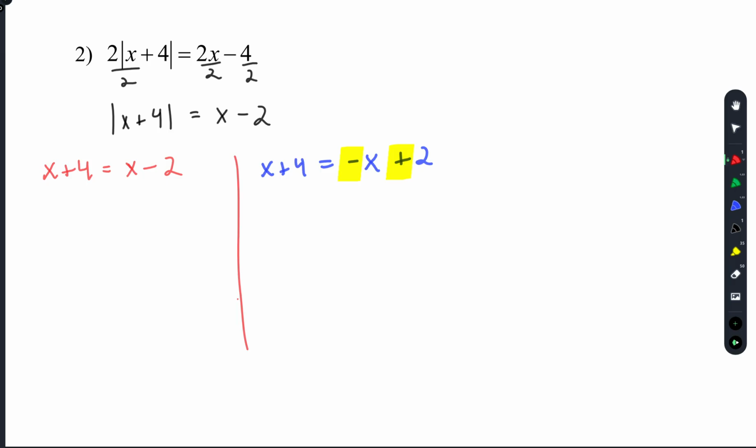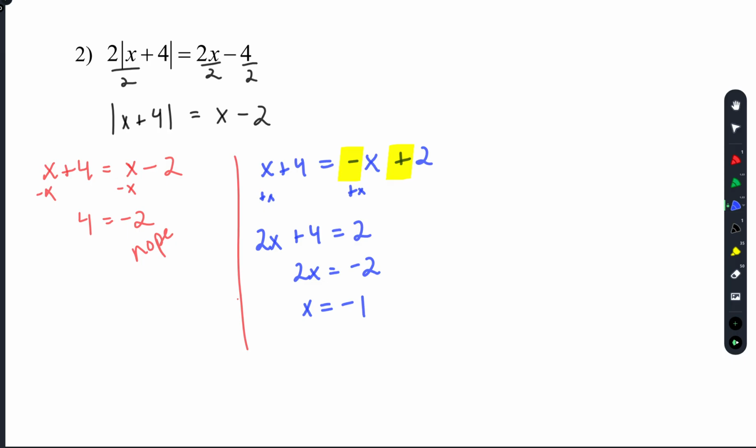And then if you notice, okay, to solve for x, you're going to subtract x from both sides. You get 4 equals negative 2. So it's like, what? So nope, don't get an answer. Okay, so that one's actually kind of nice. This one, you're going to add x to both sides. Then you're going to subtract 4, divide by 2, so you get negative 1. So at least that one's more normal. I shouldn't say normal, but you guys get what I'm saying.